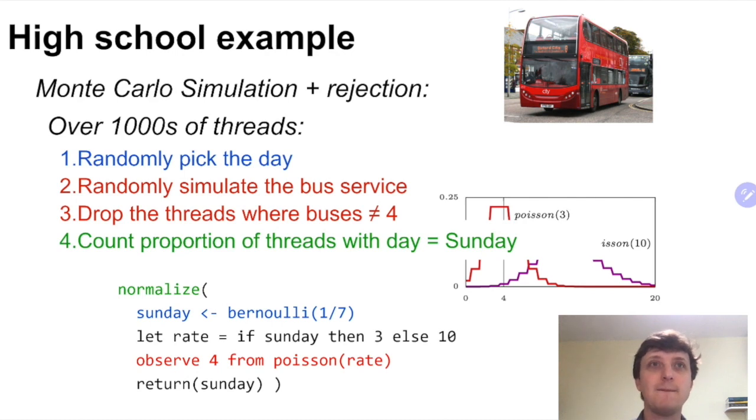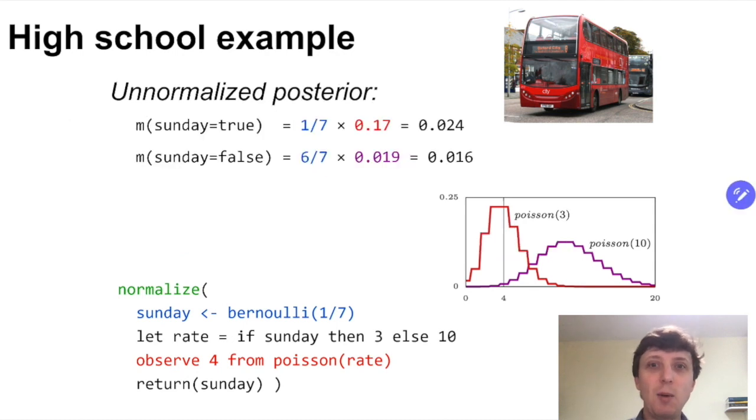A second thing we might do is to just do a pen on paper calculation. This is what you would do in high school. That's not always possible with statistical models, but it is possible with this one, so let's have a go at it. There's a 7th chance that it's a Sunday, and the likelihood of there being 4 from a Poisson distribution with the rate 3 is 0.17. That's over here, 0.17. And so we multiply the two things together and we get 0.024.